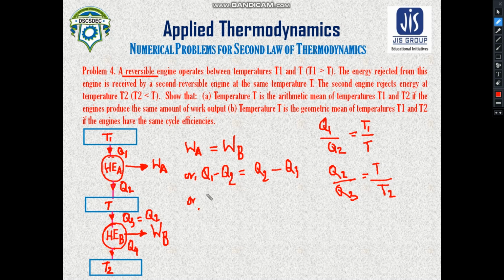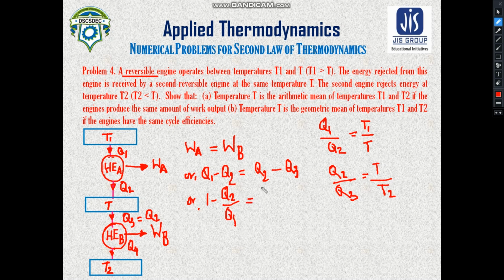Now if we divide this equation by Q1, let us see what happens. When we divide this equation by Q1, it means 1 minus Q2 by Q1.